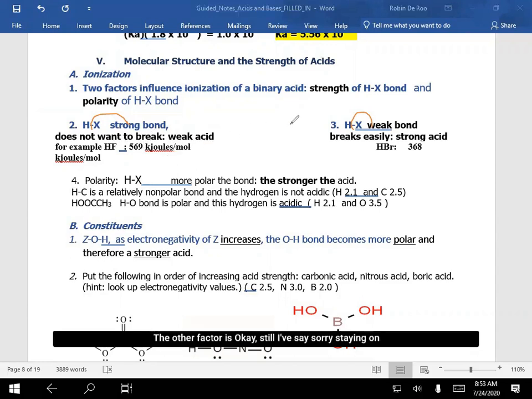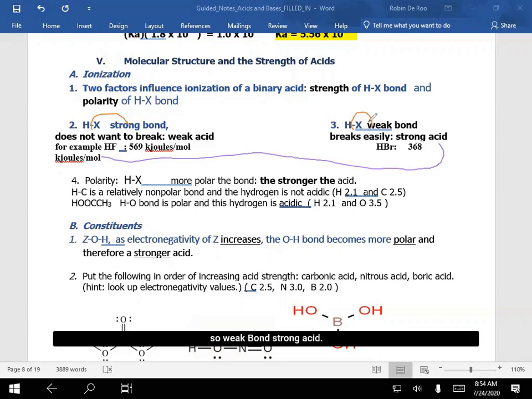The other factor is, staying on this factor, if you compare that HF is 569, whereas HBr is 368 kilojoules per mole, that is a huge difference. So if this is a weak bond between the hydrogen and the X, then H+ will come off because the bond will break easily. So weak bond, strong acid.